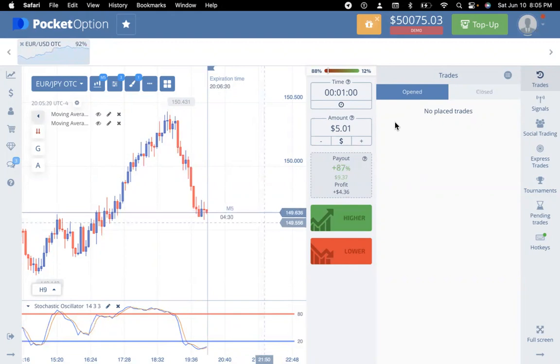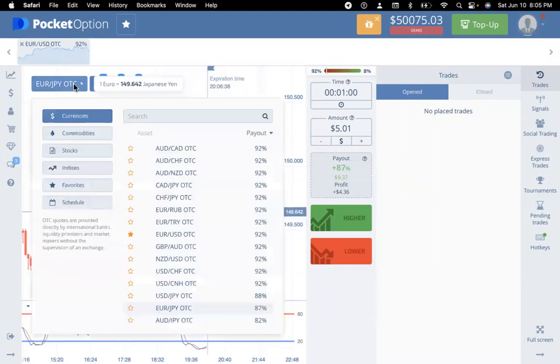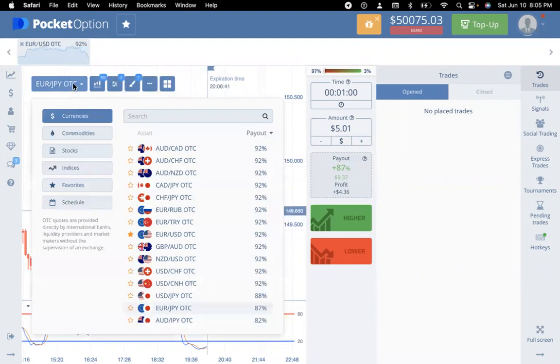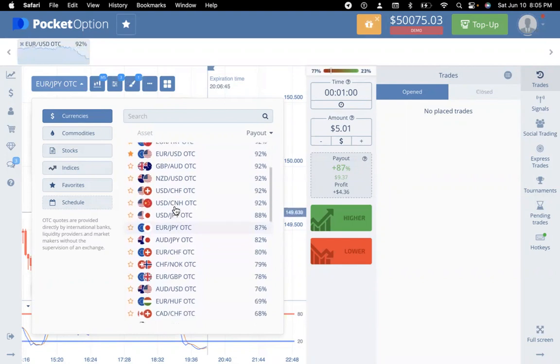So I'm just going to go over a few quick features on Pocket Option that we all need to understand if we are going to take on this style of trading. So the first thing we need to do is select our currency pair, which you'll find on the left side of the screen. You'll see a dark blue box with all of the currency pairs listed here.